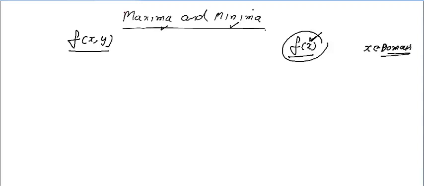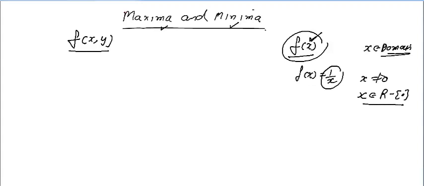Domain will depend upon the function. Let us suppose you have a function equal to 1 over x, then x should not be 0, because if x is equal to 0, then it is not defined. So the domain will be from the real numbers, but excluding 0. It will depend upon what kind of domain it is. We are not going to discuss the domain of the function here. I am here to discuss the maximum and minimum.